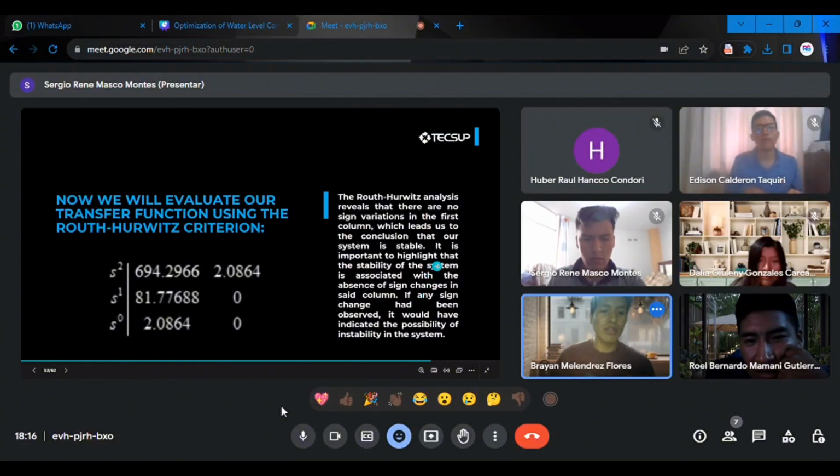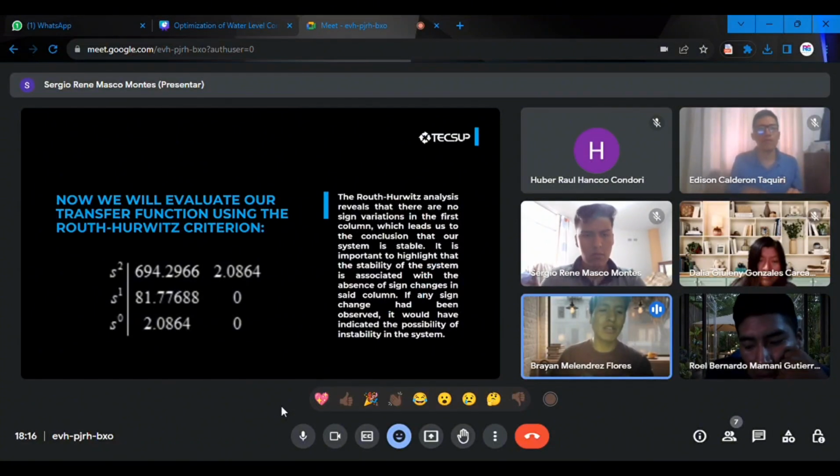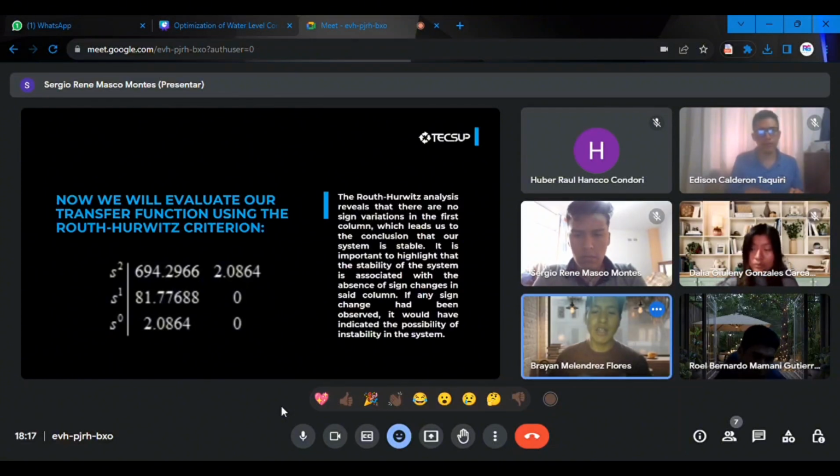Now we will evaluate our transfer function using the Routh criterion. The Routh analysis reveals that there are no sign changes in the first column, which leads to the conclusion that our system is stable. It is important to keep in mind that the stability of the system is associated with sign changes inside the column. If any single change had been observed, it would have indicated the possibility of instability in the system. Next.